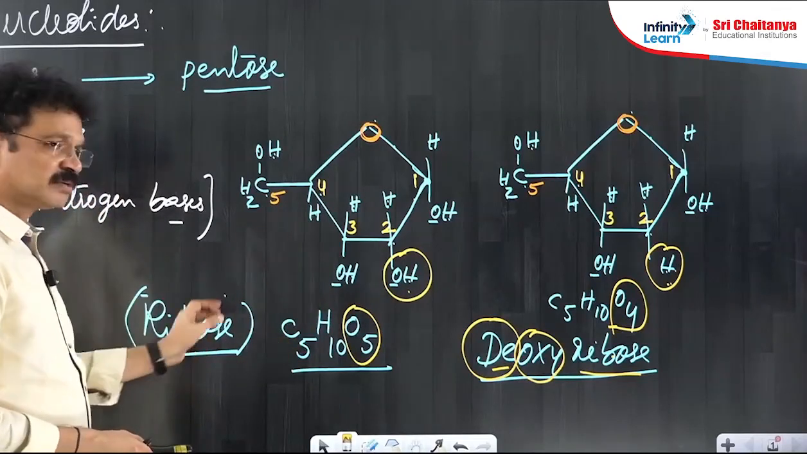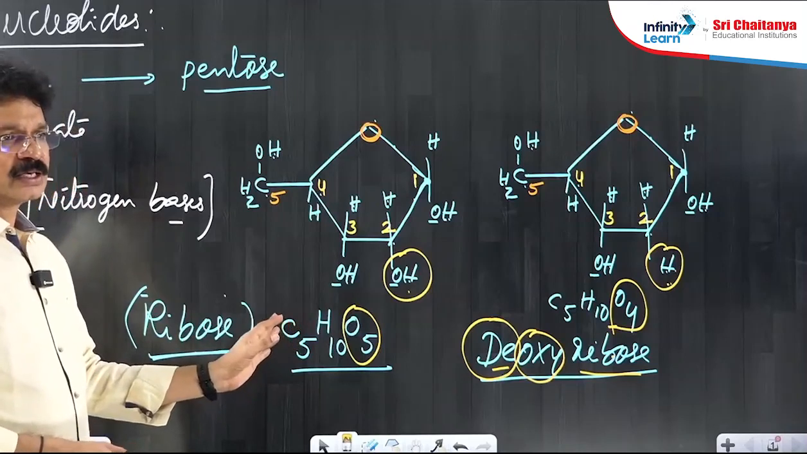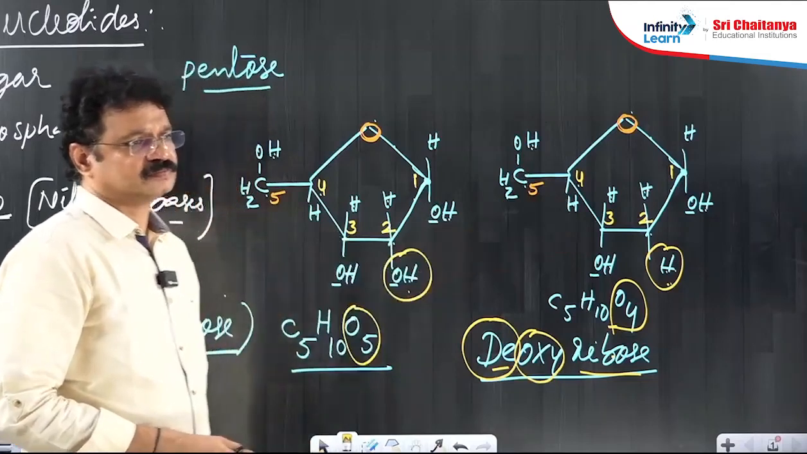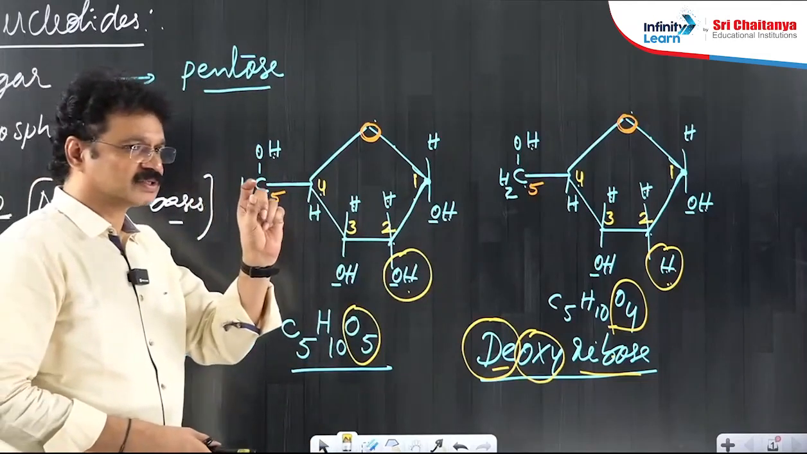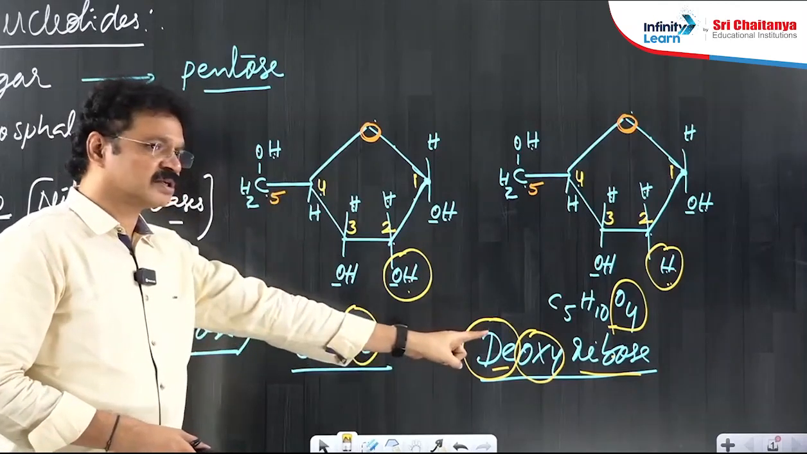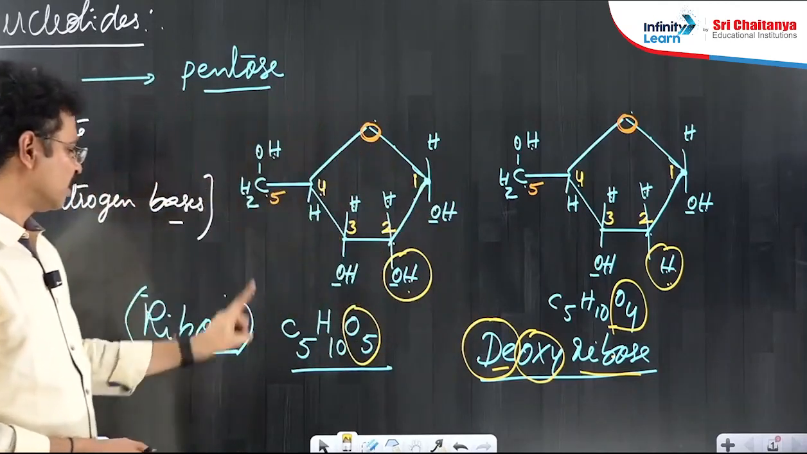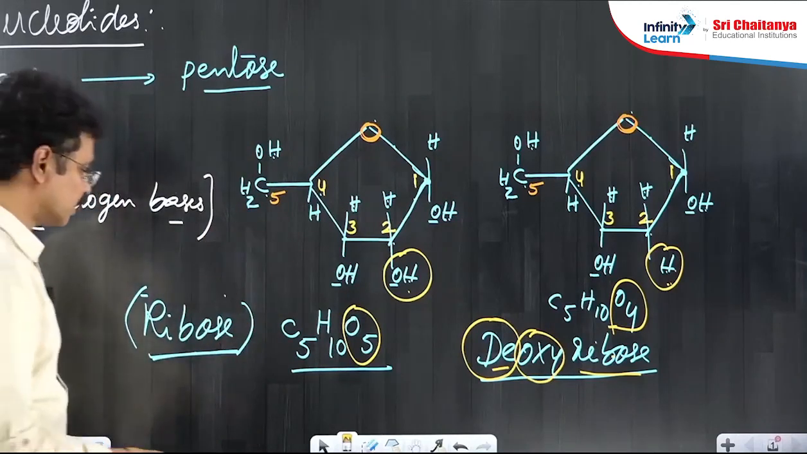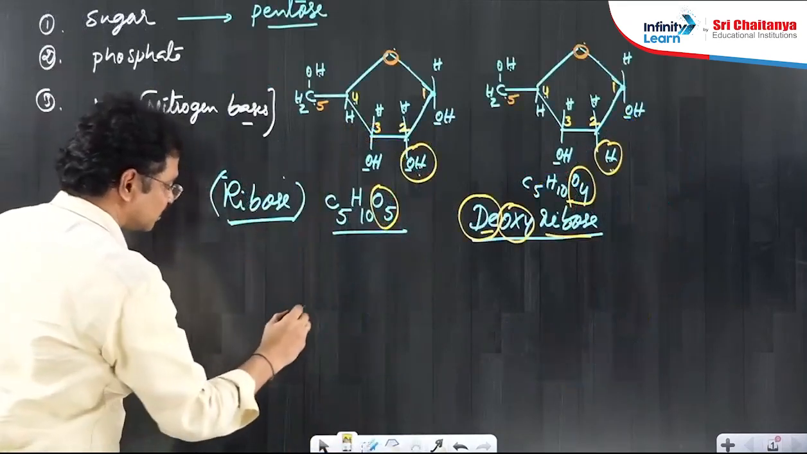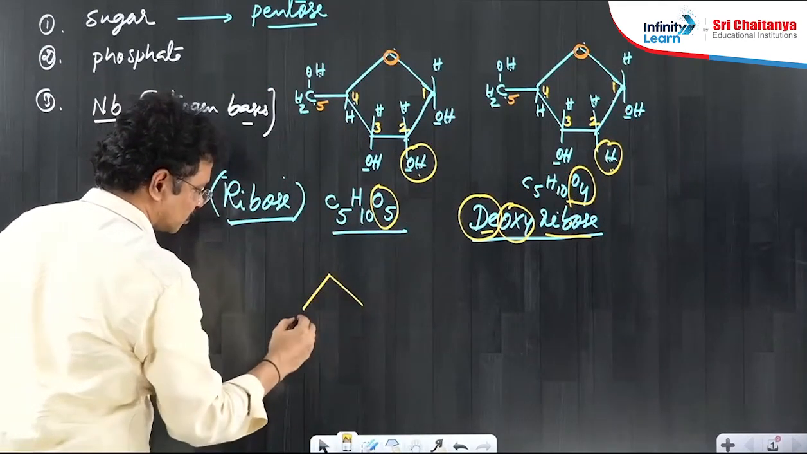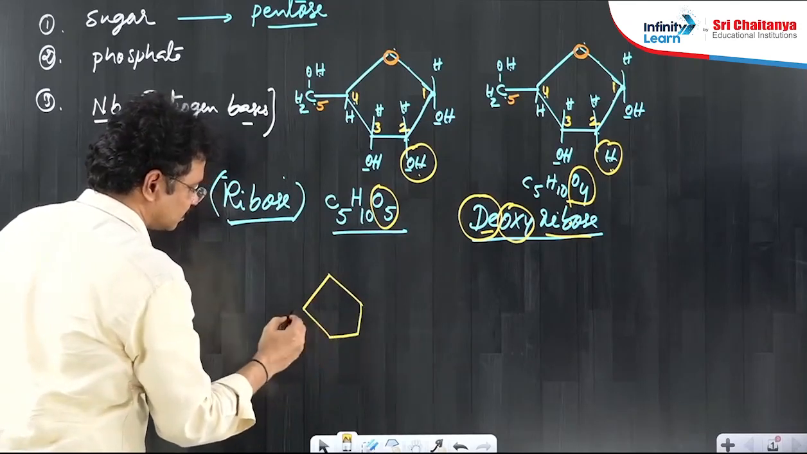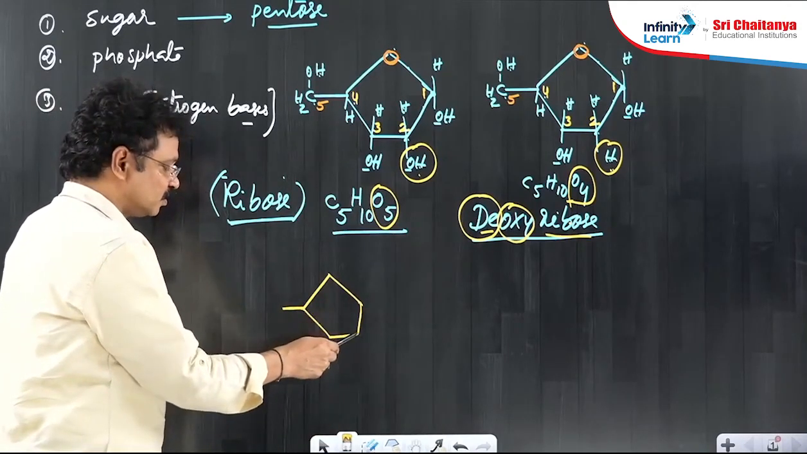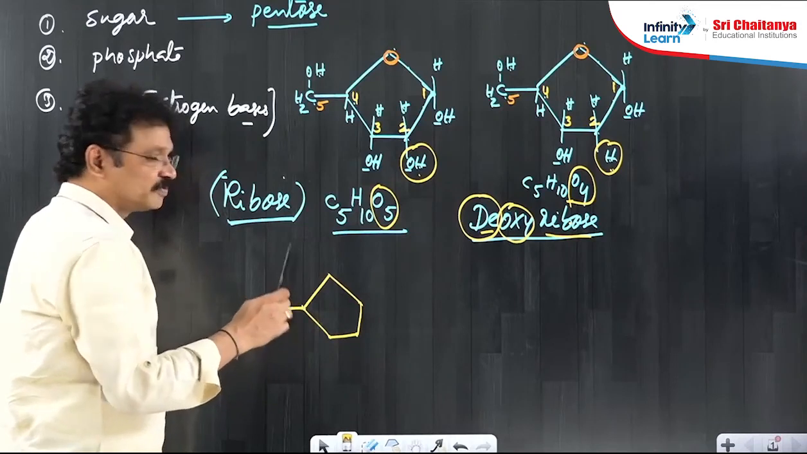If the sugar is ribose, that molecule is RNA. If the sugar is deoxyribose, then the nucleic acid is called DNA. In DNA, the first letter D is for deoxyribose sugar containing nucleic acid. In RNA, the first letter R is for ribose containing nucleic acid. Okay, is it clear? Here is a shortcut diagram of this deoxyribose or ribose sugar molecule. This is carbon 1, 2, 3, 4, 5th carbon.